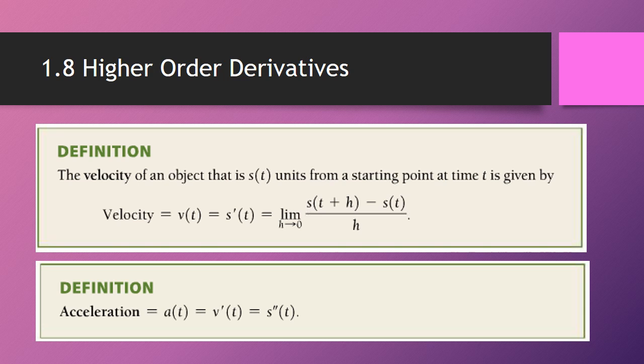So your original equation would be your position equation. The first derivative is velocity, and the second derivative is acceleration. And in case you're wondering, a sudden change in acceleration, which would be the third derivative, would be jerk.